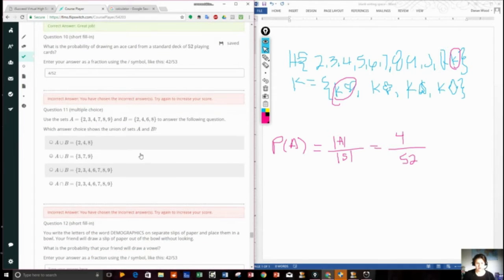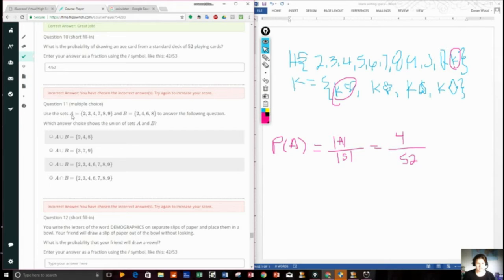Great job. All right, question 11. Use the sets A is equal to the set 2, 3, 4, 7, 8, 9, and B is equal to the set 2, 4, 6, 8 to answer the following question. Which answer choice shows the union of sets A and B? Okay, so the union is A union B. So it's the U looking symbol. That's how I remember union.